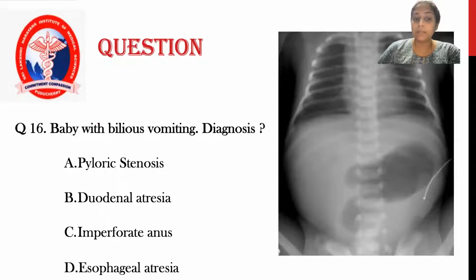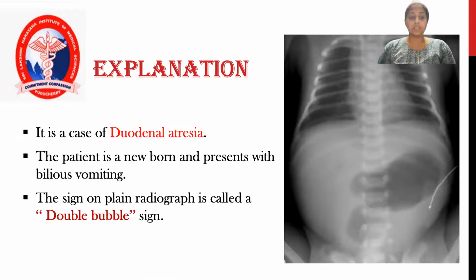Coming to this, the baby had bilious vomiting. What would be your diagnosis? Can it be pyloric stenosis, duodenal atresia, intussusception, or esophageal atresia? It is a case of duodenal atresia. The patient is a newborn and presents with bilious vomiting. The sign we see in this chest abdomen radiograph is a double bubble sign.